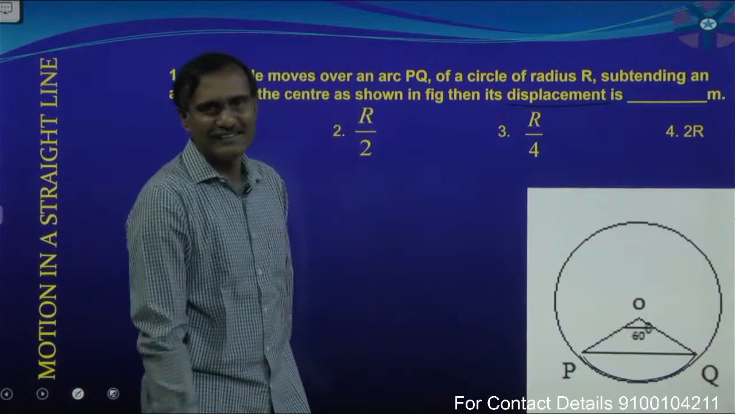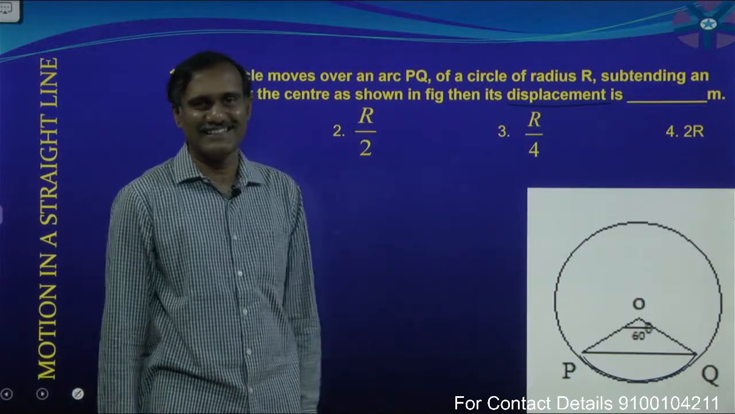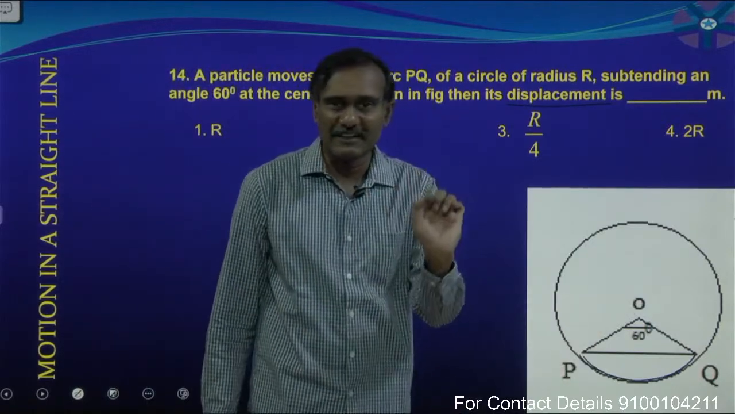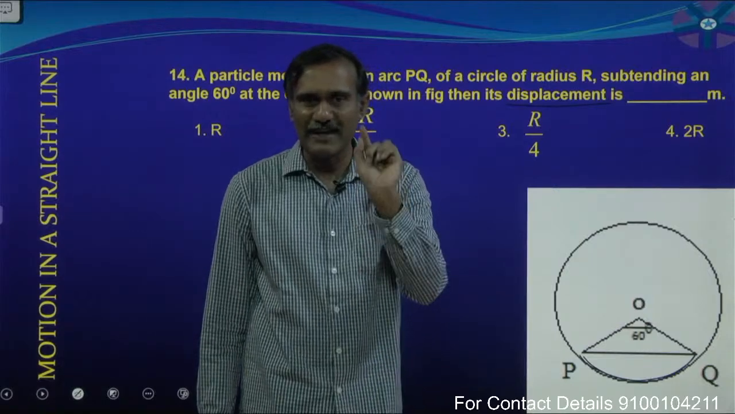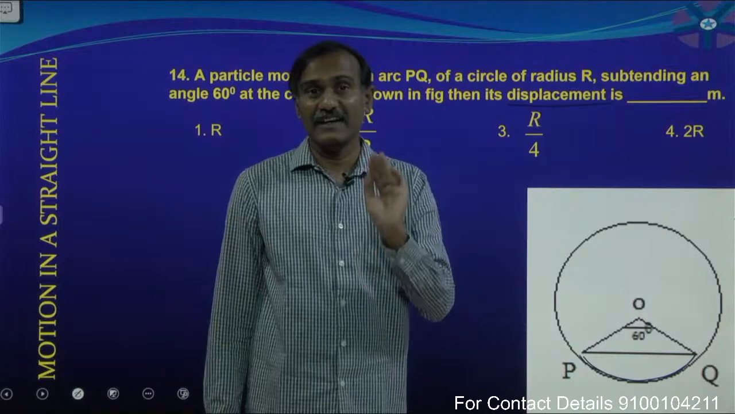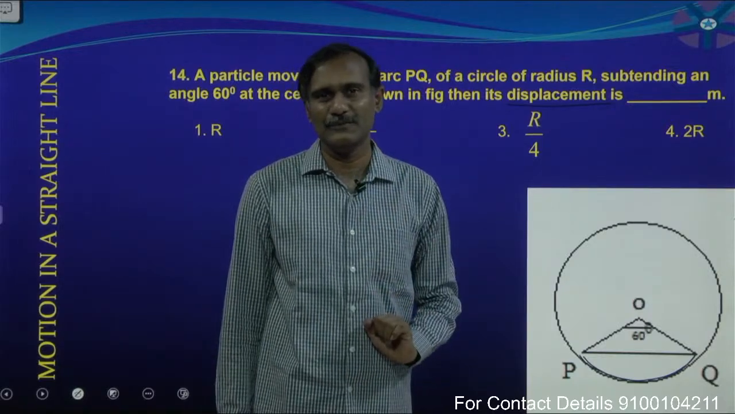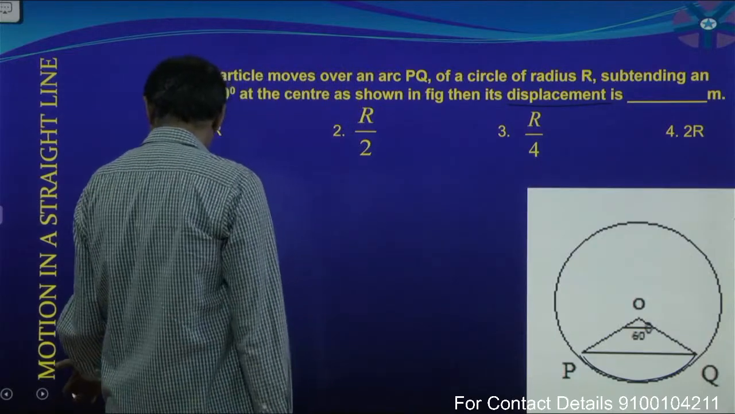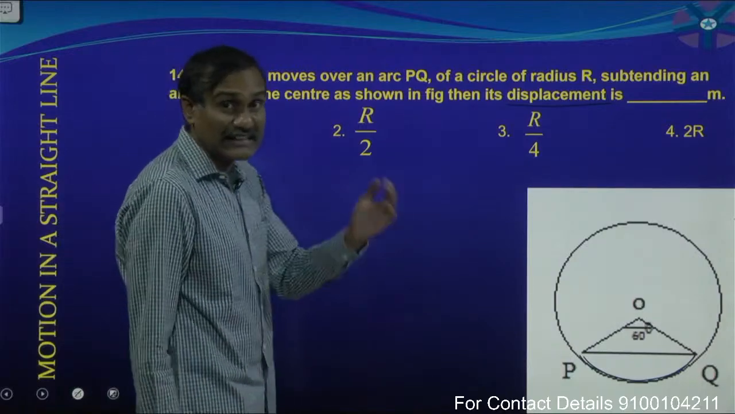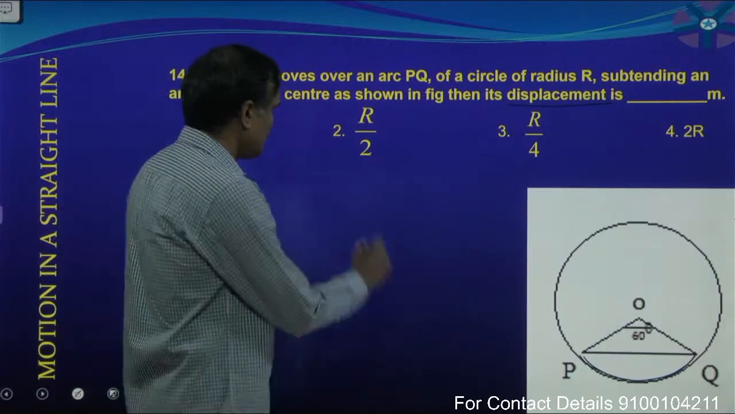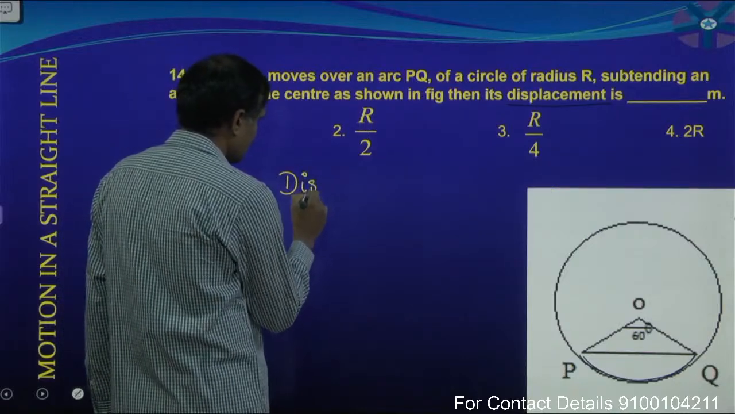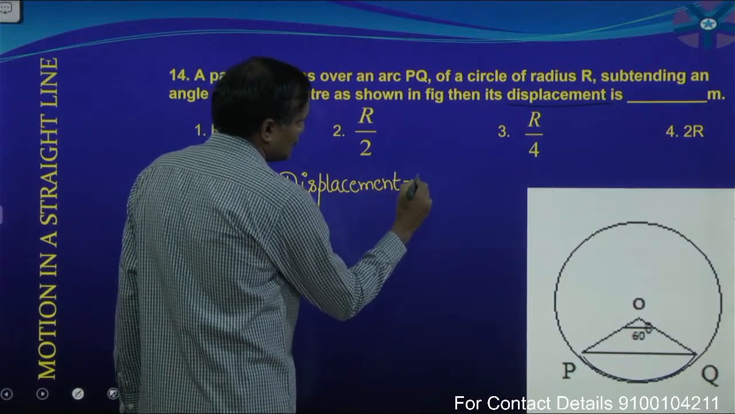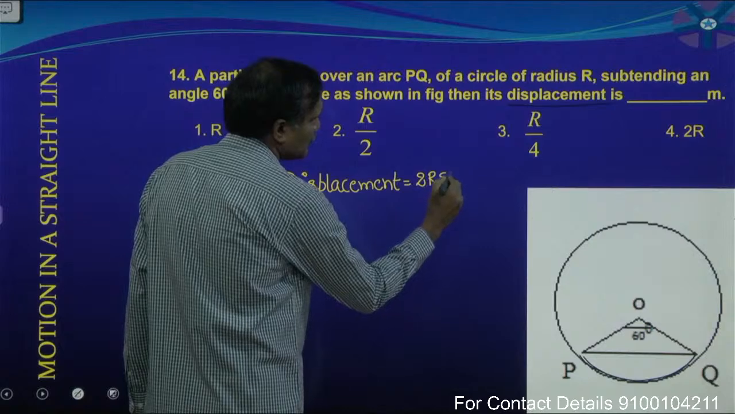Already we derived the formula for it. A particle travels from one point to another along the circumference of a circle, so that its radius makes an angle theta at the center. Its displacement is equal to 2r sin theta by 2. That result I want to use here. What is the displacement? Displacement is 2r sin theta by 2.